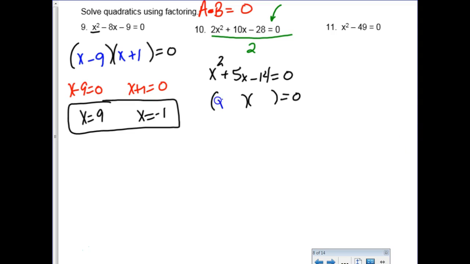It's going to be x and x, and then I need my back numbers to multiply to negative 14, but I need my outside, inside arches to add up to 5, so after a little bit of thinking, you guys should settle on a plus 7 and a minus 2. Now again, those are just my factors. So because they want me to solve my quadratic, I need to say, okay, well either this factor is 0 or this factor is 0. So x could be negative 7 or x could be 2.